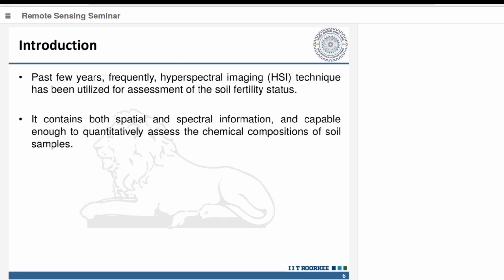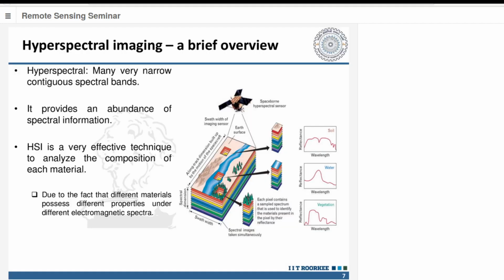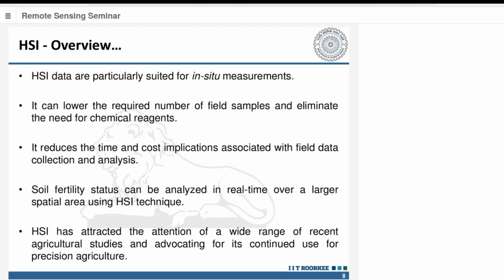In the past few years, the hyperspectral imaging technique has frequently been utilized for assessment of soil fertility status. It contains both spatial and spectral information and is capable of quantitatively assessing the chemical compositions of soil samples. Hyperspectral data contains many continuous spectral bands and provides an abundance of spectral information. It is a very effective technique to analyze the composition of each material, due to the fact that different materials possess different properties under different electromagnetic spectrum.